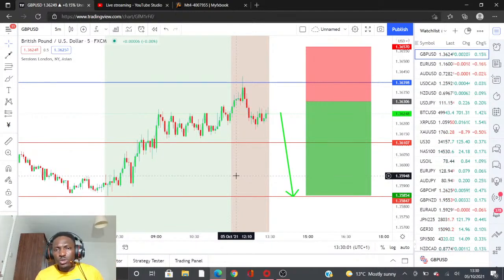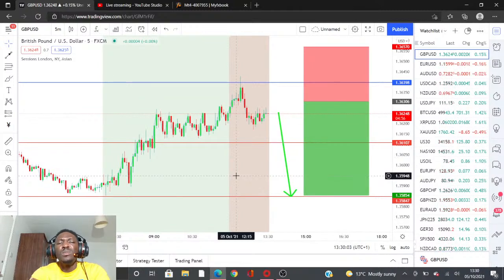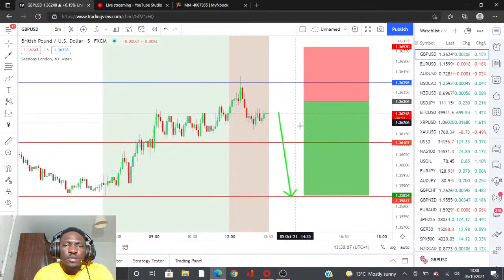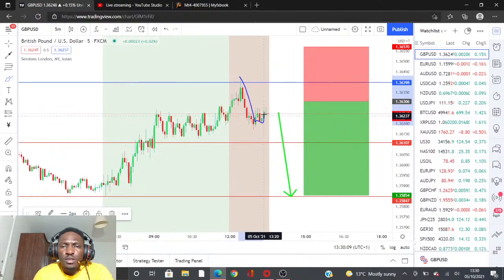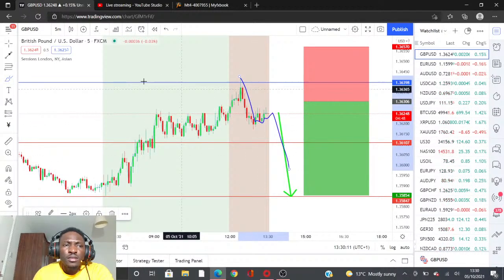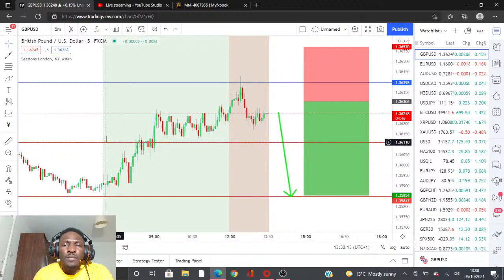Anyway, we're half an hour from 2 o'clock, so at some point this market should finish this little correction that it's doing, because this move is just correcting right now. Hopefully we're going to get that drop in the next half an hour.